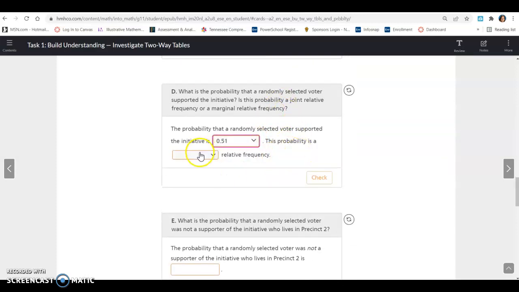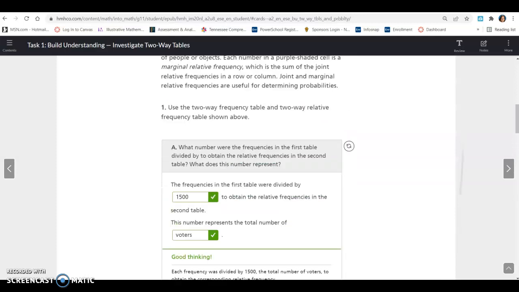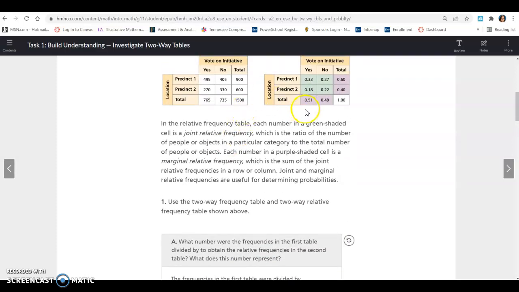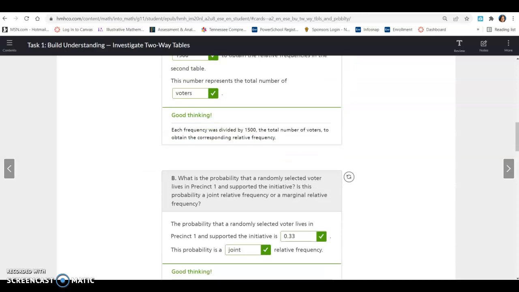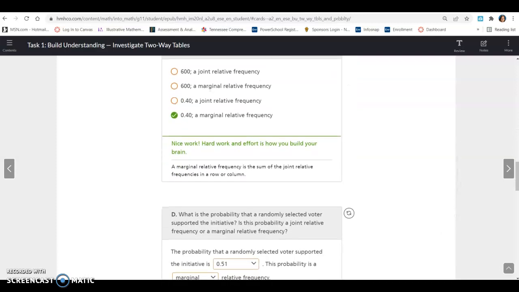This probability is a marginal relative frequency because, again, it was in purple. Marginal relative frequency is the purple shaded region, so it's a total of that column.